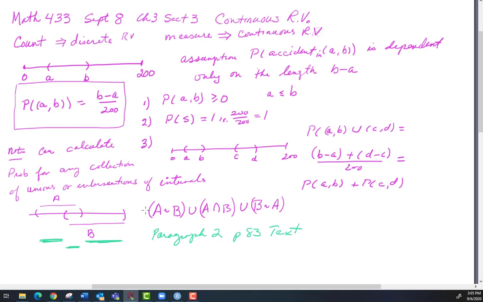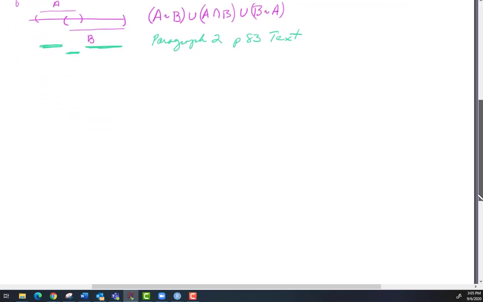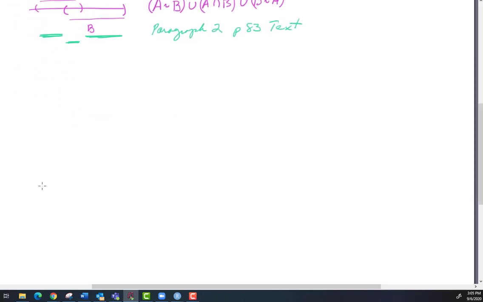So we're not going to have to worry about that, but we do, I think, owe it to ourselves to know that not every subset of the sample space is an event. An event is something you can assign probability to. So, okay, let's keep moving.